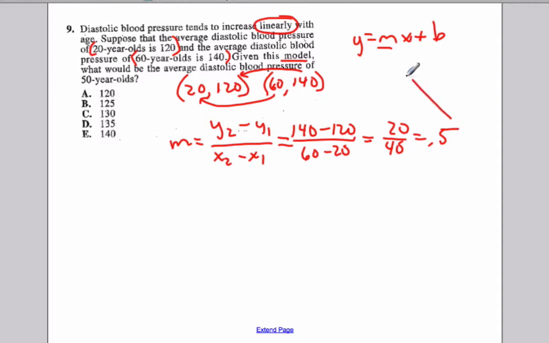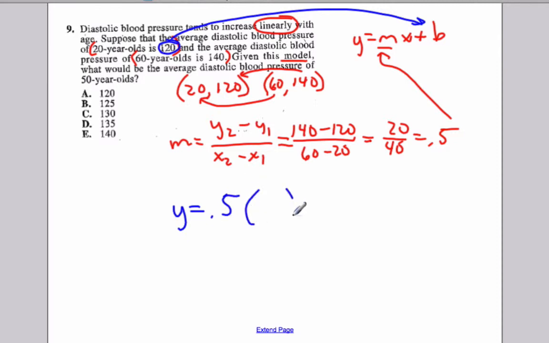So I know this number will go in there. And we actually start our equation at 120. So we can go ahead and put the 120 in here for b. So my equation becomes y equals 0.5 times x plus the 120.